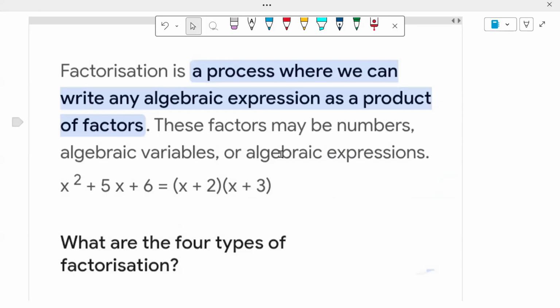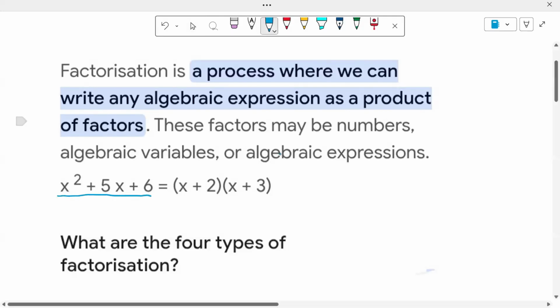The example over here is x squared plus 5x plus 6. This is an algebraic expression. All three terms have the signs of addition between them. We are going to factorize it to bring it into the product form. As you can see, (x plus 2) multiplied by (x plus 3).